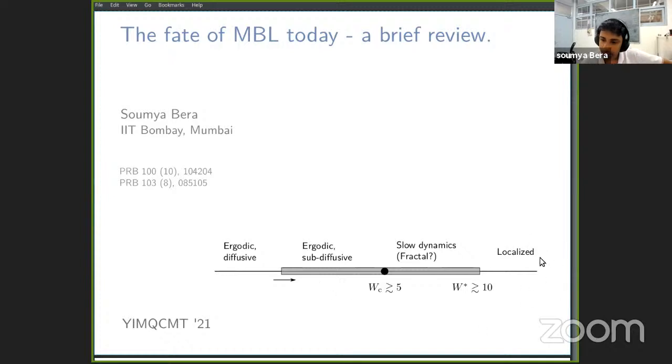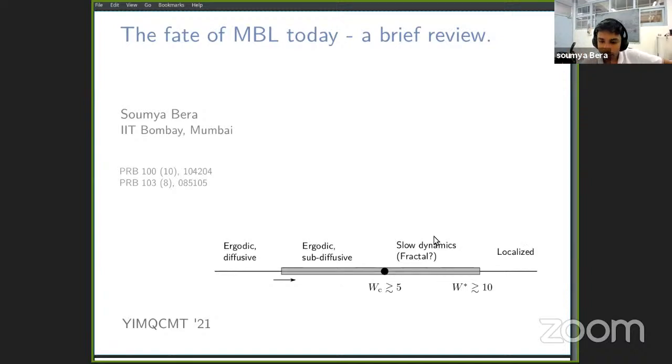Deep in the localized phase, let's say W, when I'm talking about deep localized phase, I'm talking really, really large W. If there is MBL, then the wave functions are localized in the many-body Fock space. The conductivity will be 0, no transport. Entanglement entropy will have area law and so on.